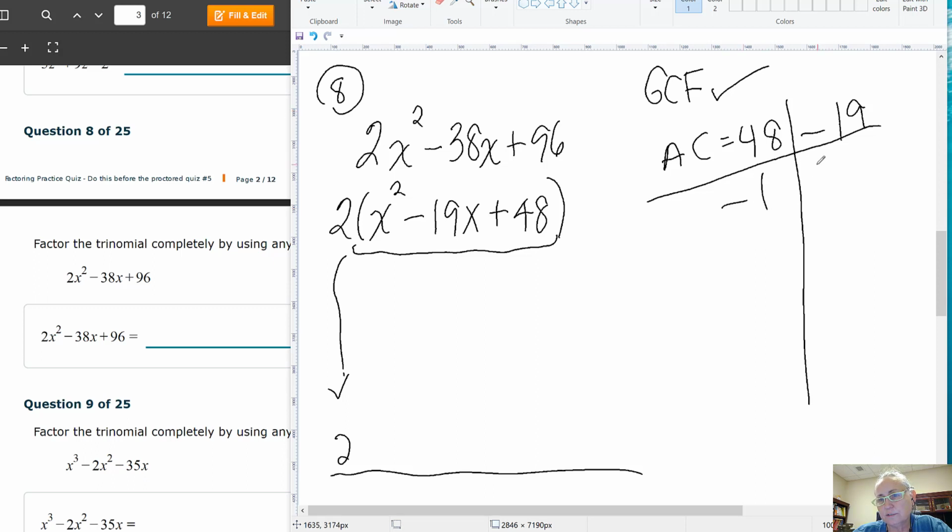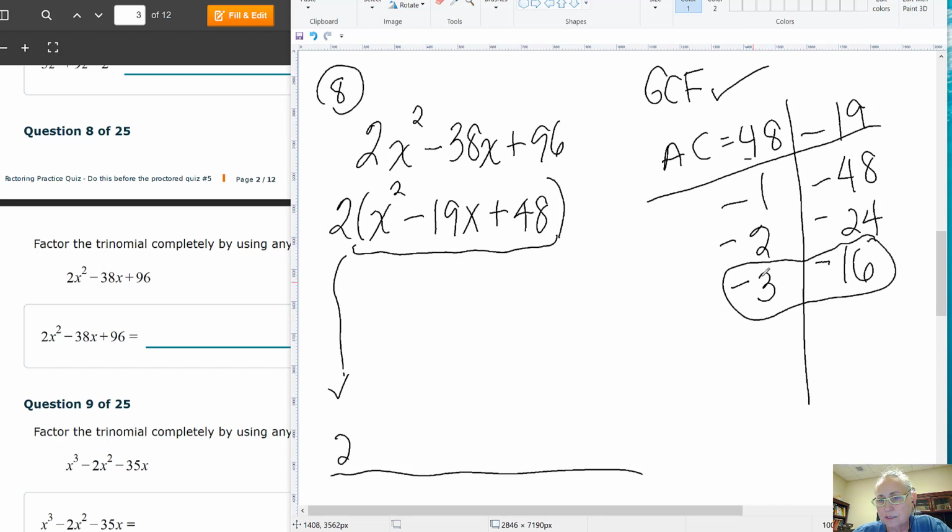So let's see, negative 1 times negative 48. I'm sorry, to multiply for a positive, they must both be negative, to multiply for a positive and add to get a negative. But that doesn't add up to negative 19. That's negative 49. Negative 2, negative 24. That multiplies for positive 48, but it adds to negative 26. Negative 3, negative 16. Notice I'm just going in order. If the number doesn't go in a whole number of times, just don't write it down. You can use your calculator to do this. But look, this is the combo that I need. Negative 3 times negative 16 is positive 48, and they add to negative 19.